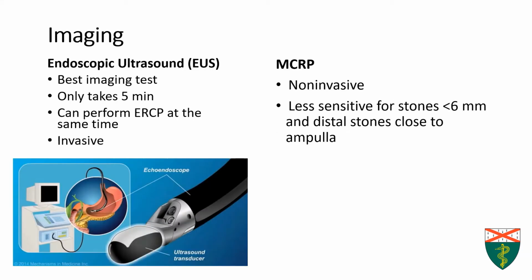The most useful imaging tests for evaluation of acute cholangitis are endoscopic ultrasound and MRCP. Endoscopic ultrasound is the most sensitive and specific test and involves an ultrasound transducer attached to an endoscope. It only takes 5 minutes, and upon identification of a stone or obstructive etiology, can be converted to ERCP for intervention. As discussed previously, MRCP is also an excellent option, though it is less sensitive for stones less than 6 millimeters and distal stones close to the ampulla.